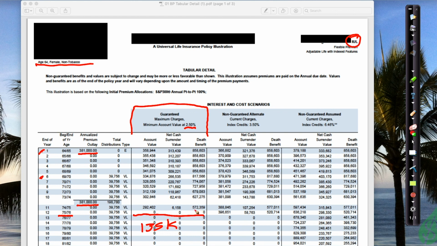And then it goes to be worth nothing. So if she dies any time within here, you can see that death benefit does offer a good return on the $381,000, and that would be a good investment for her family. But she's not going to guarantee that she dies in here.